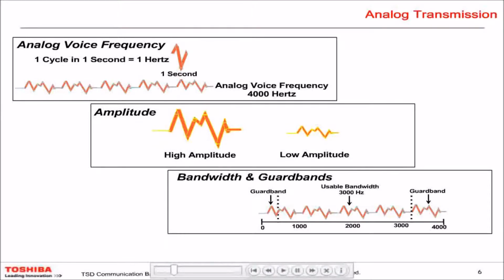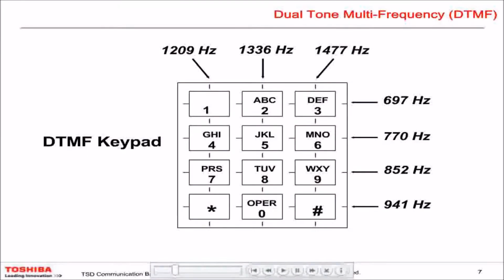The analog voice frequency equals 4,000 Hz. However, the telephone and modems only use about 3,000 Hz, and the remainder is called guard band. Analog systems use dual-tone multi-frequency, or DTMF, to communicate. DTMF is used by the typical touch-tone or analog telephones in our homes and many other computer systems.